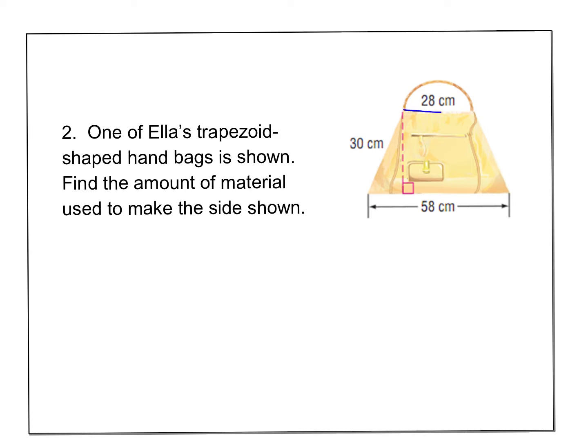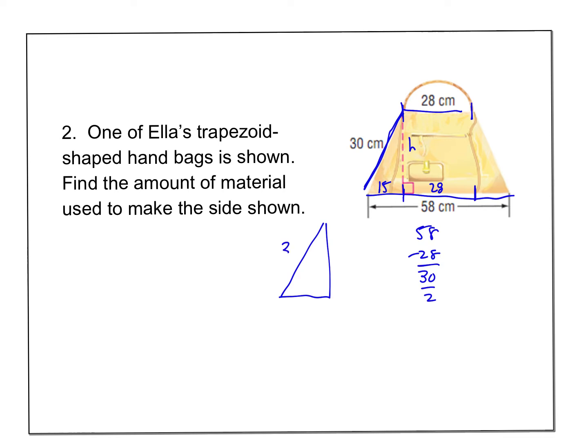So for here, this is 28, this is 58. I'm calling this 30. So 30 will not be my height. I'm going to need to find my height there. So I look at this: this is 28, this is 28. So 58 minus 28 will be 30. Divided by 2 makes this 15. So I have a right triangle where this is 30 and this is 15. So I need to figure out this.